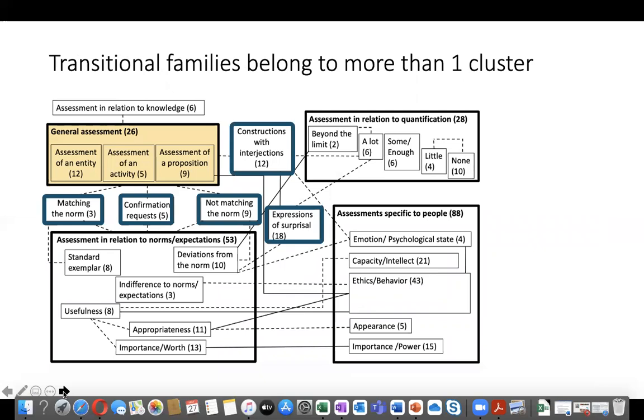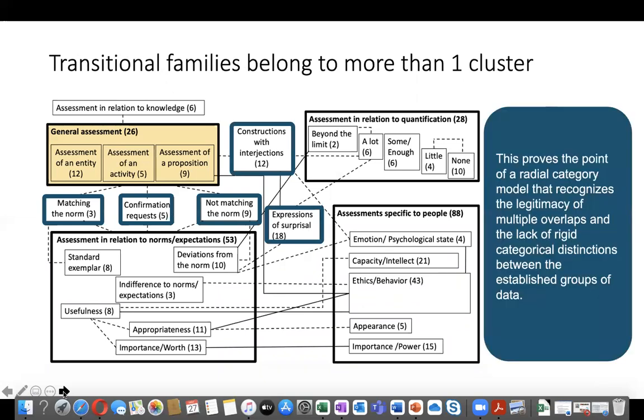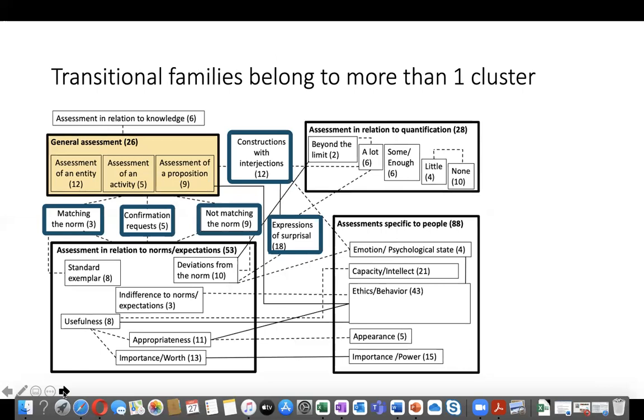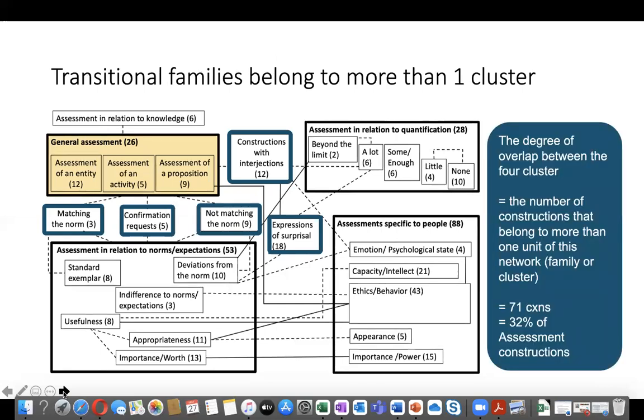Transitional families like this prove the point of the radial category model, where it's allowed to have multiple overlaps and the lack of rigid categorical distinctions between the established groups of data. If we count all constructions that belong to more than one unit of this network, we can estimate the degree of overlap between the four clusters, and this yields 71 constructions, or 32% of the data set.